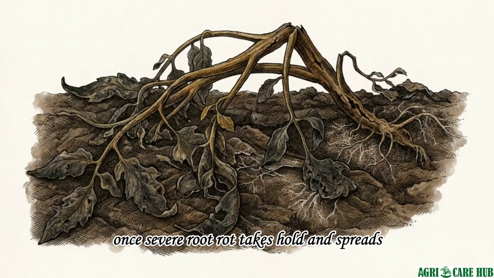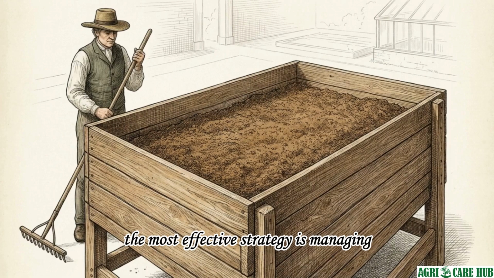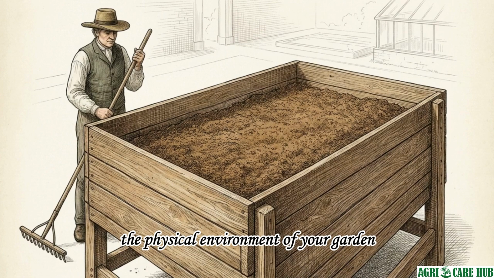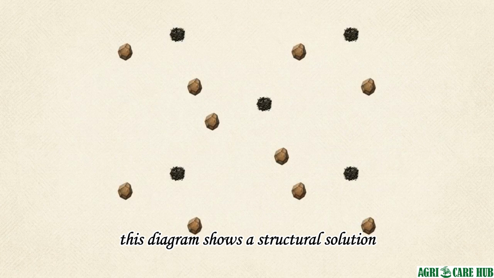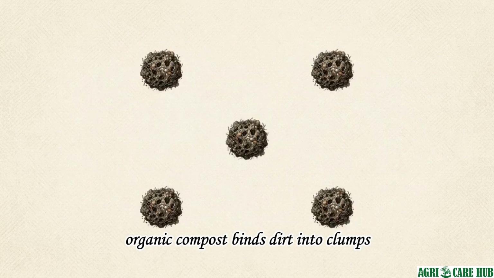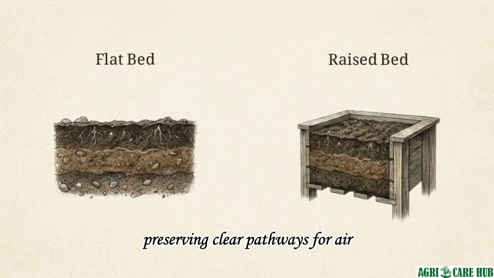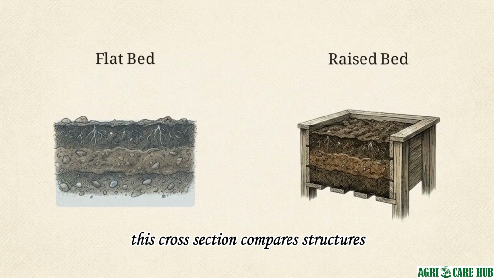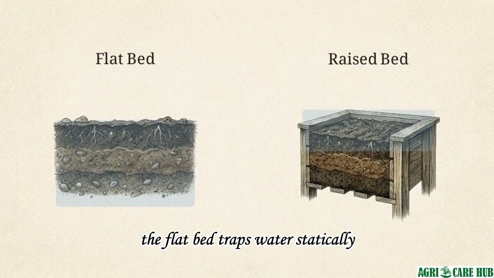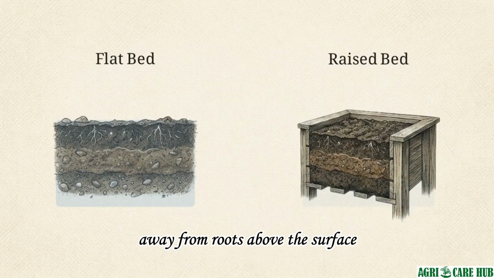Once severe root rot takes hold and spreads, recovery is difficult. The most effective strategy is managing the physical environment of your garden before you begin planting. This diagram shows a structural solution. Organic compost binds dirt into clumps called soil aggregates, preserving clear pathways for air. We also use gravity. This cross-section compares structures. The flat bed traps water statically, while the raised bed pulls excess liquid downward, away from roots.